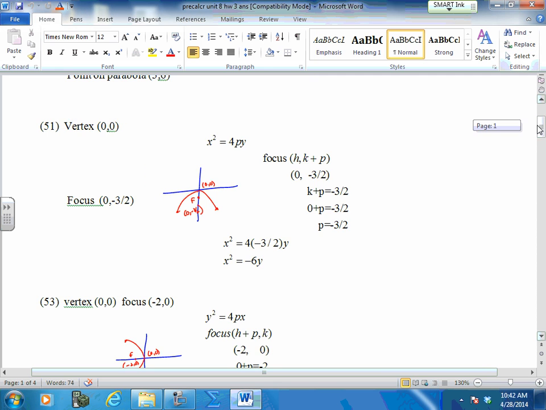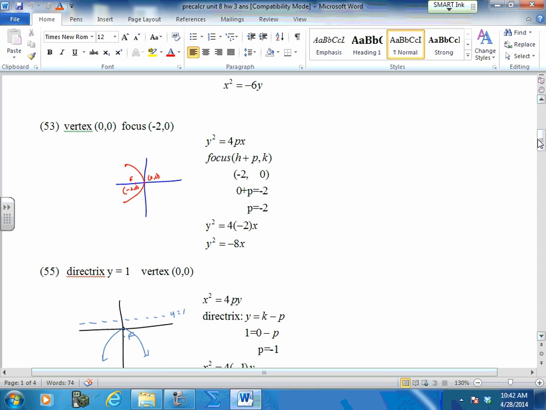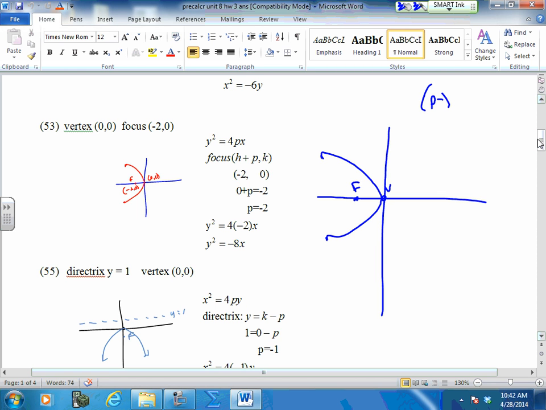All right, let's walk through this next one, 53. We know we have a vertex of (0, 0) and a focus of (-2, 0). So right away, which way does my parabola have to open? To the left. That tells us two things: P is negative, and we have the y squared version: (y - k)^2 = 4p(x - h).